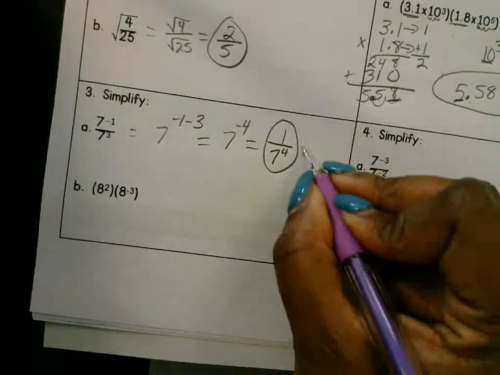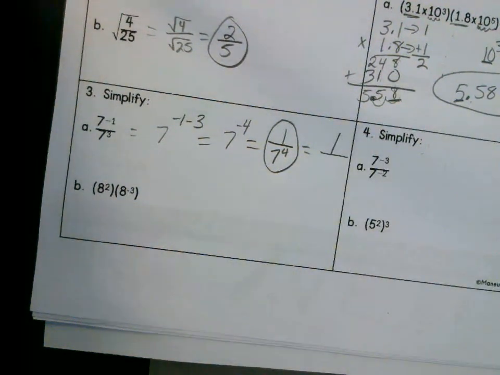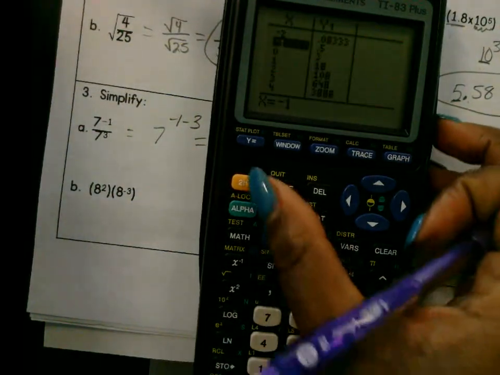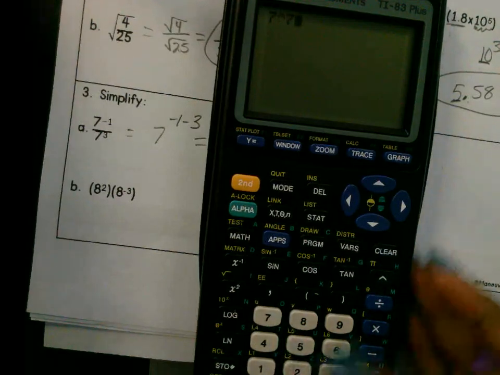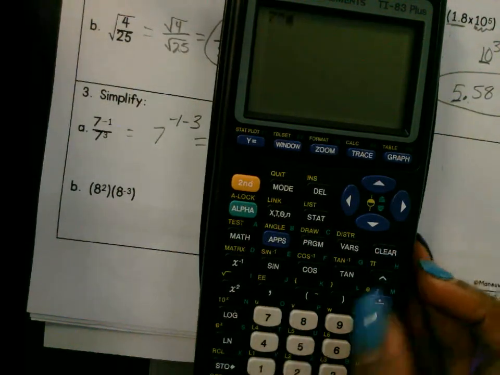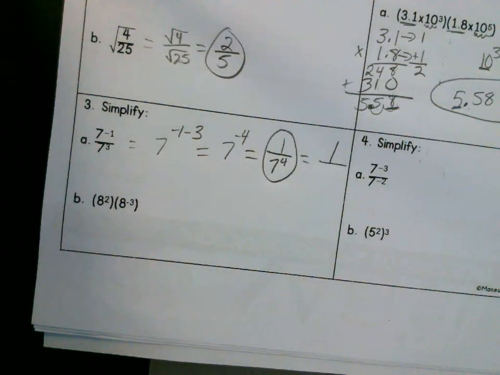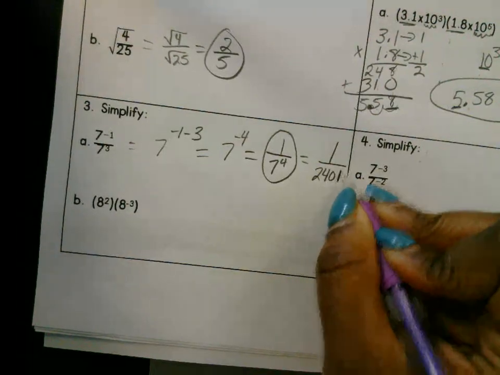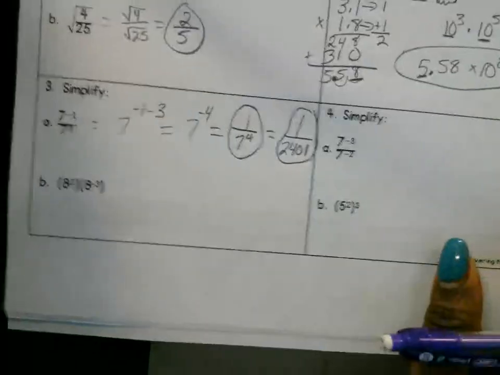Very good. If we want to simplify that completely, we got 1 on the top, and let's do 7 caret key 4. So we got 7 to the 4th power, and that gives us 2,401. Okay. All right. Now let's do B.